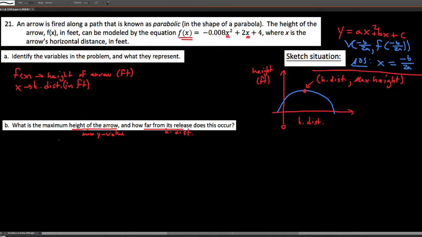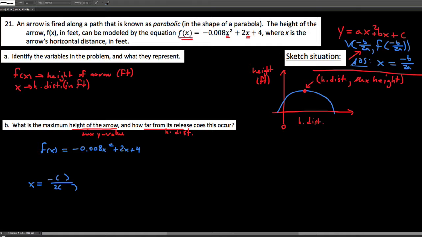We're going to start by rewriting my equation: f of x equals negative 0.008 x squared plus 2x plus 4. What we're going to do then is go ahead and find its vertex values. So let's start with x equals negative b over 2a. We're going to find our negative b over 2a part of our vertex first, and then plug that into our function.